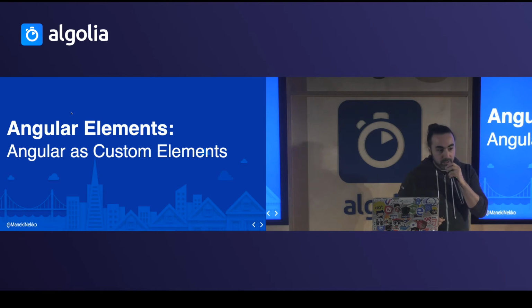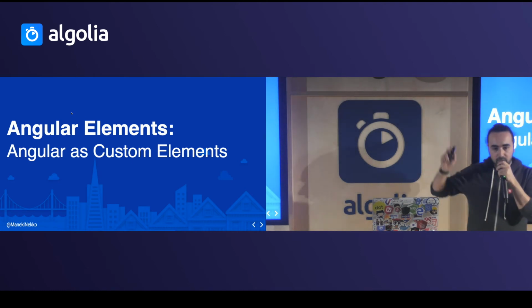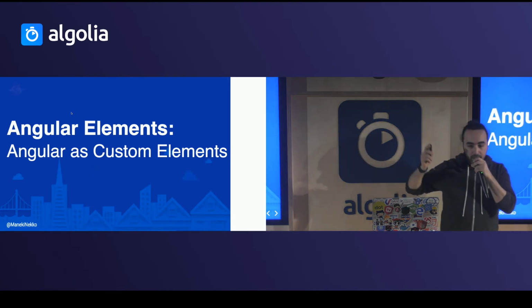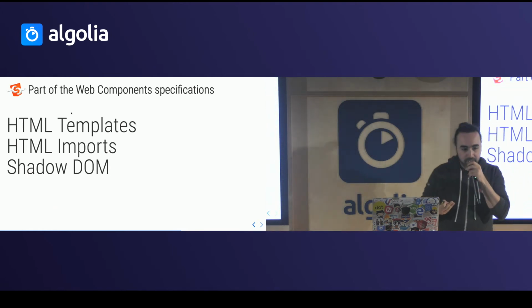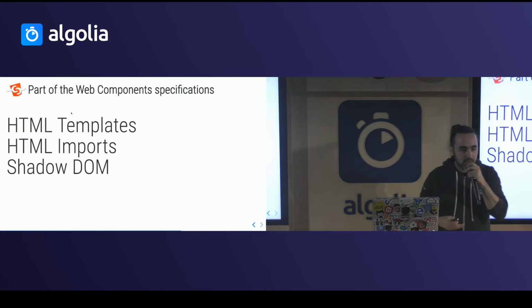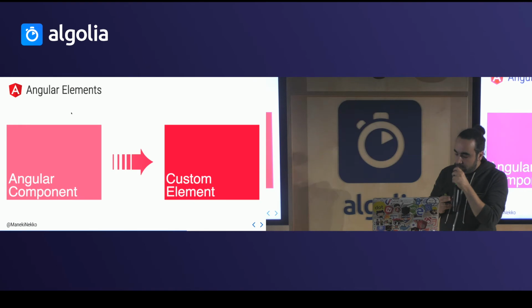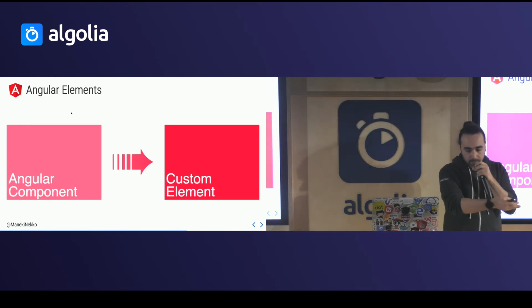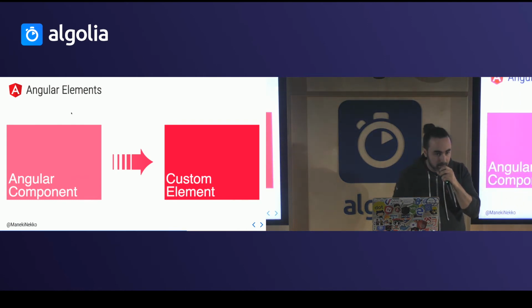The first Angular Labs project is called Angular Elements. So this is Angular as custom elements. Is everyone familiar with custom elements, with web components? Okay. So web components are actually four specifications: HTML imports, HTML templates, shadow DOM, and of course custom elements. With Angular Elements, you would basically take your Angular component and register it and package it as a custom element.